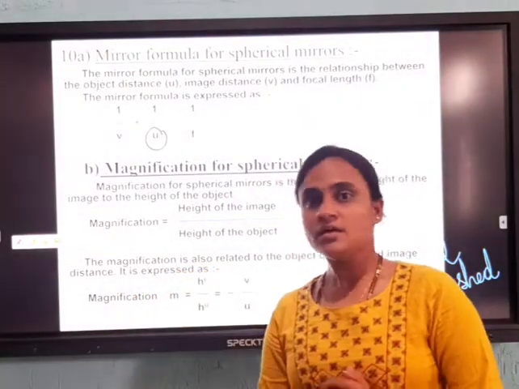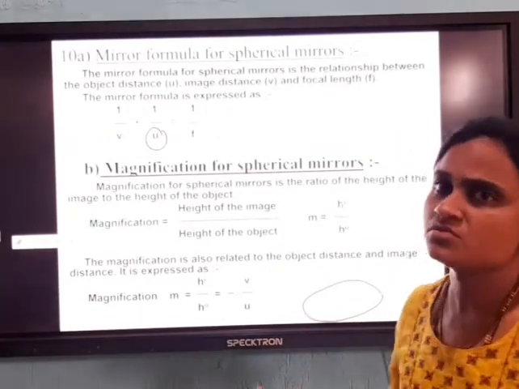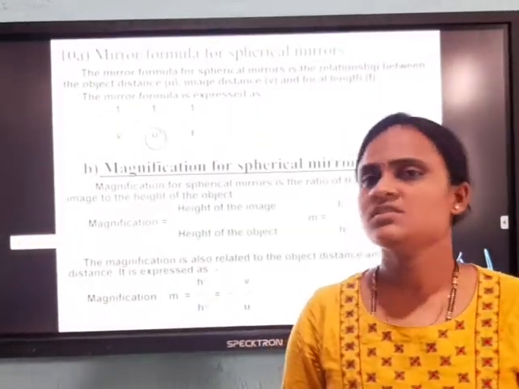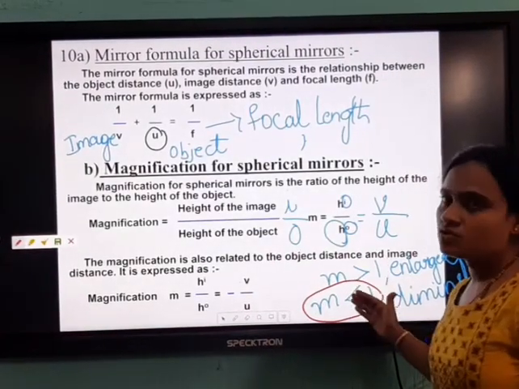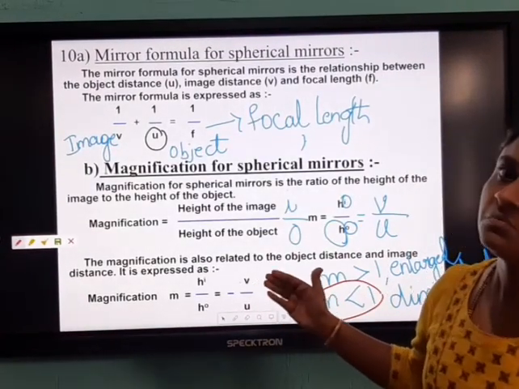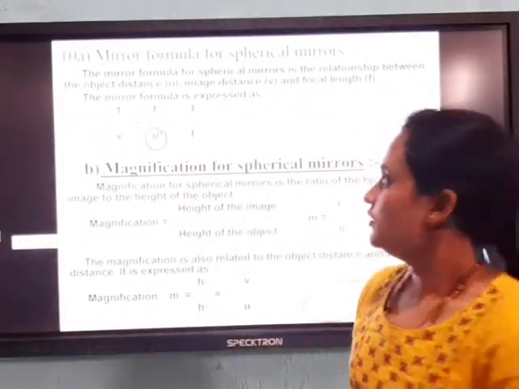one. Clear? So we need not draw the ray diagrams and find out where the image forms and what the nature of the image is. By substituting these values, you can say whether the magnification of the image formed is diminished or enlarged. Clear?